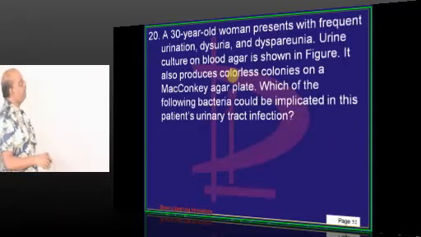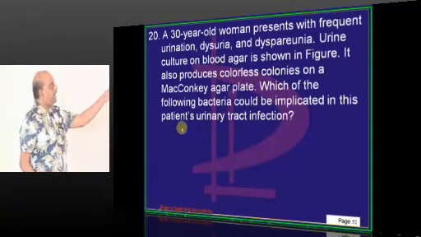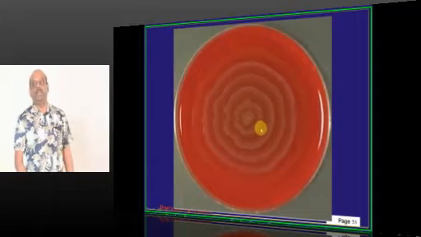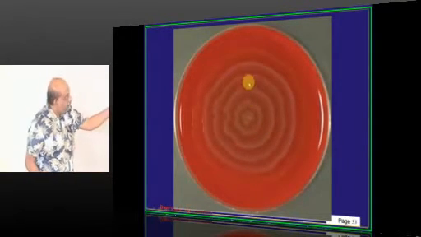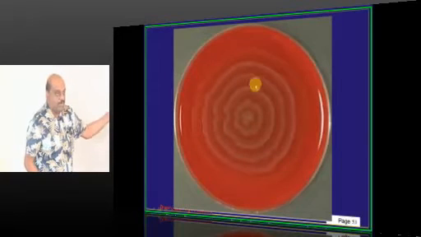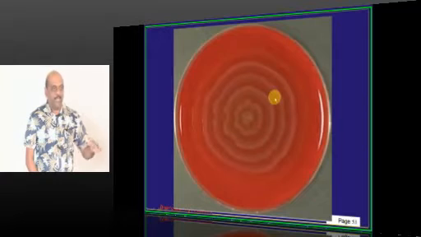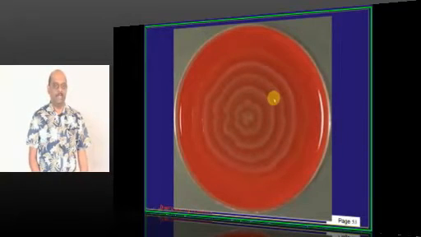A 30-year-old with frequent urination, dysuria, dyspareunia produces colorless colonies on the MacConkey agar, and the urine culture on blood agar is being shown to you. What is so classical of this? You can see rings, no? That's called swarming growth pattern. Swarming growth is the characteristic feature of Proteus mirabilis, is what you need to remember.